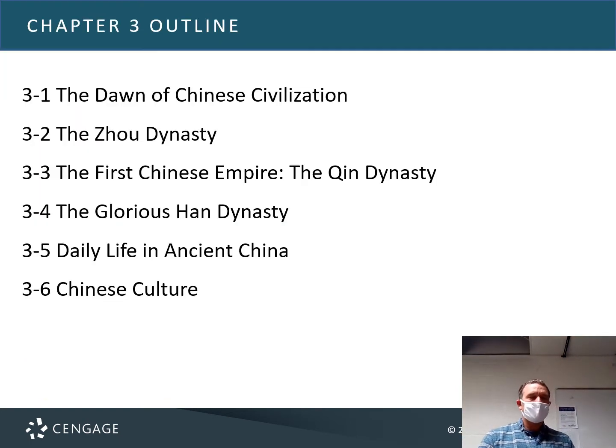I'm going to do my best with some of the pronunciation of these names. I've been teaching this stuff for quite some time, and I still struggle with a few, so just bear with me. But this is just kind of a breakdown of what you'll see throughout the book. It's divided into 6 different sections.